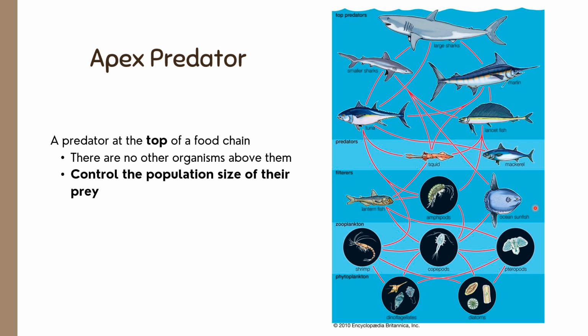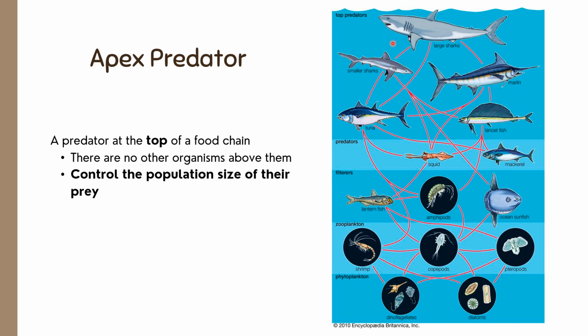Let's look at apex predators. So this is our first keystone species. It's a predator that is at the very top of the food chain or the food web. And there are no other organisms above them, and therefore nothing is eating them. This apex predator has no predators. And they control the population size of all the prey underneath them.